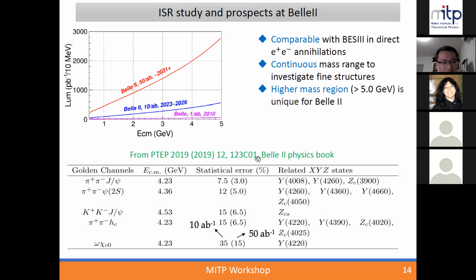In the bottom table, I list some golden channels. For example, the pi+ pi- J/psi channel, which can study the three Y states, the Y(4008), Y(4260), and the Zc(3900). Also, for some other channels listed here, I will not introduce them one by one. The statistical errors are also listed in the middle columns for data sizes of 10 inverse attobarn and 50 inverse attobarn separately.